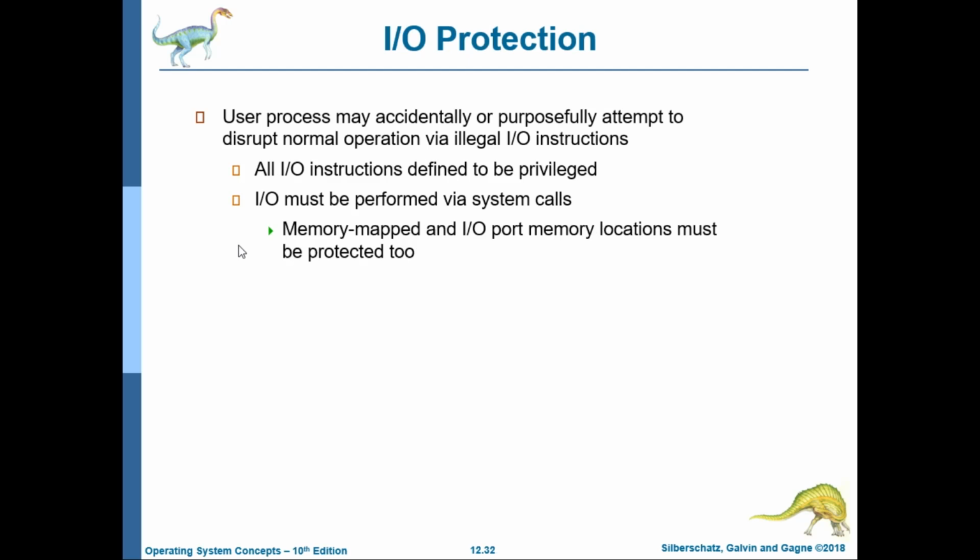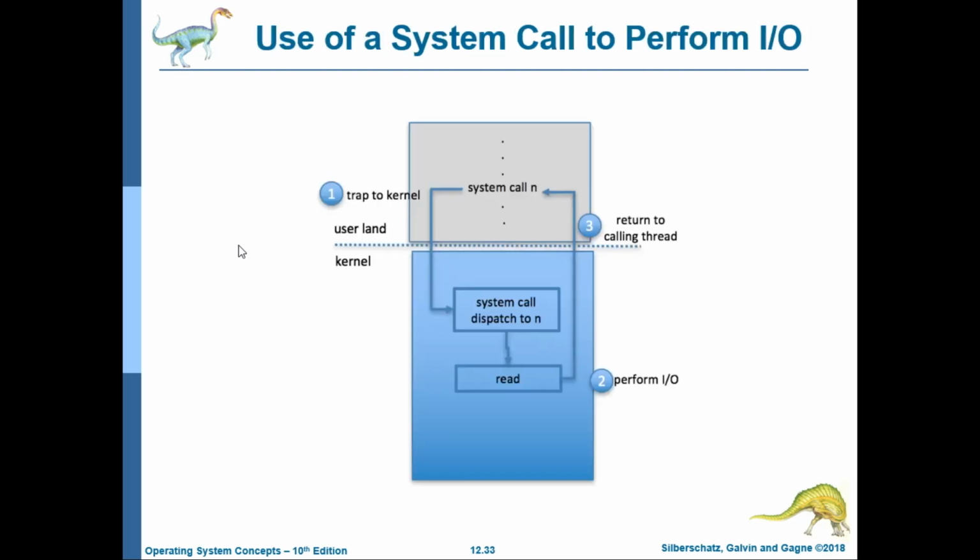Okay, next we have I/O protection. A user process may accidentally or purposefully attempt to disrupt normal operation via illegal I/O instructions. So all I/O instructions are defined to be privileged, and I/O must be performed via system call. That is one way of I/O protection. Memory-mapped and I/O port memory locations must be protected too.